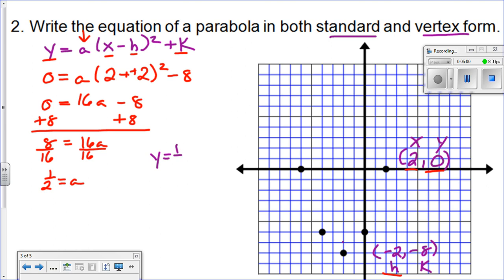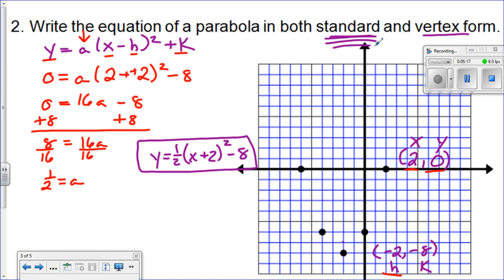So it's y is equal to 1/2 times (x minus h), so that's minus a negative 2, so that's going to be plus 2, whole thing squared, minus 8. There's my vertex form. But the question also says write it in standard, so all I have to do is just multiply this out.